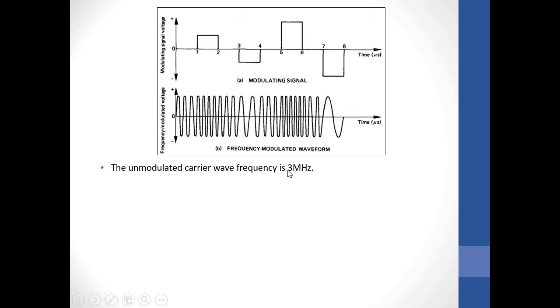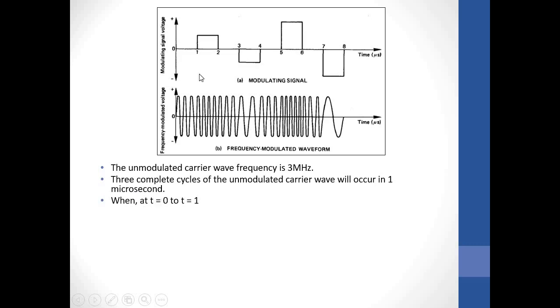It means that for the unmodulated carrier, we need 3 complete cycles in 1 microsecond to get a frequency of 3 megahertz. So 3 complete cycles of the unmodulated carrier will occur in 1 microsecond. From t equal to 0 to t equal to 1, our modulating signal is 0. We do not have a modulating signal. So if we modulate 0, we should get the frequency of the carrier, which is just 3 megahertz.